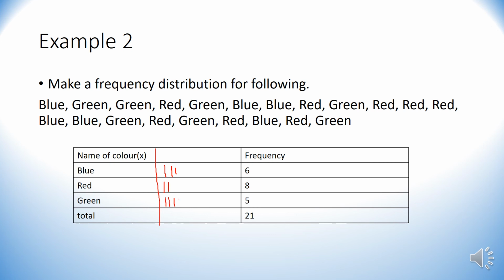again green, red, red and again red. Then one more time blue, blue, then green, red, red, blue, red and green. Okay, so this is what the tally marks are, and we can calculate the frequency.